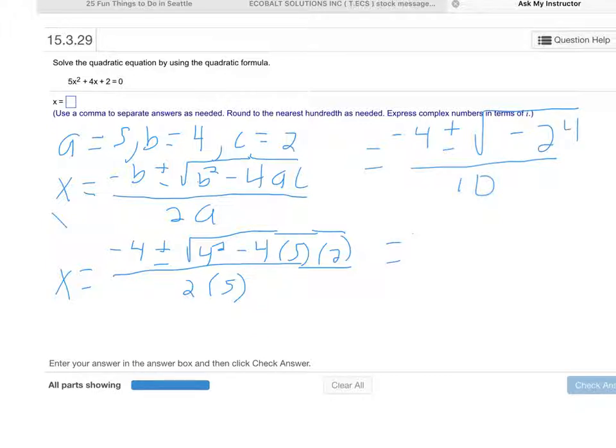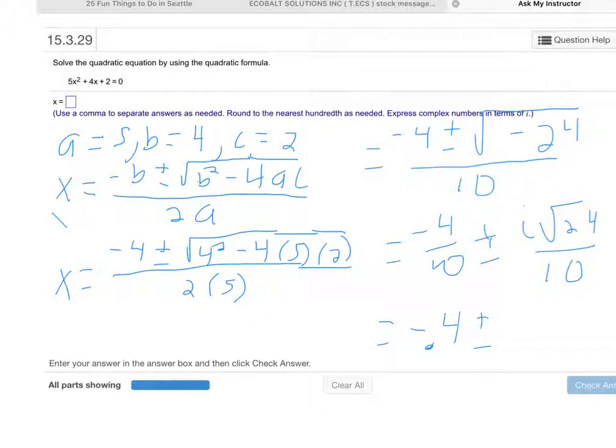So that'd be negative 4 over 10 plus or minus. Then I'll go ahead and take care of the i. It'd be i square root of 24 over 10. So this part here, negative 4 over 10, that's just negative 0.4, plus or minus.